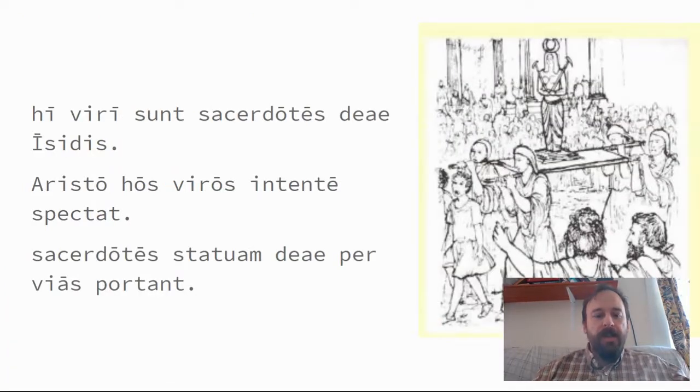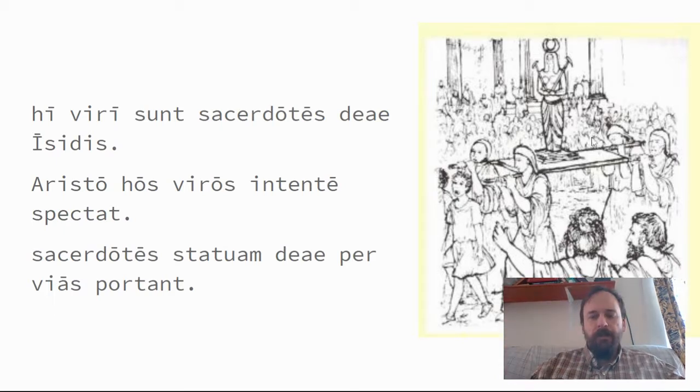Hi viri sunt sacerdotes deae Isidis. It's hard to see from this picture, but there's a man right there, there's a man right there, there's a man right there. They're wearing veils over their heads or something on their heads. So these men, hi viri, these men are sacerdotes of the dea Isis. Here she is. Aristo hos viros intente spectat. So what is Aristo doing? He is watching hos viros. Sacerdotes statuam deae per vias portant. And that's what the picture is showing, right? The sacerdotes, they are carrying the statue of the goddess through the streets.